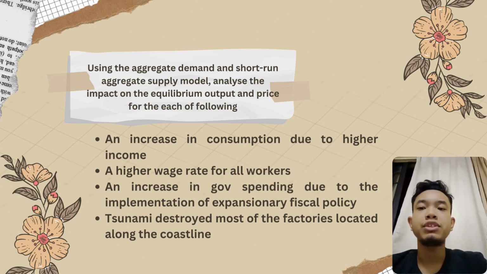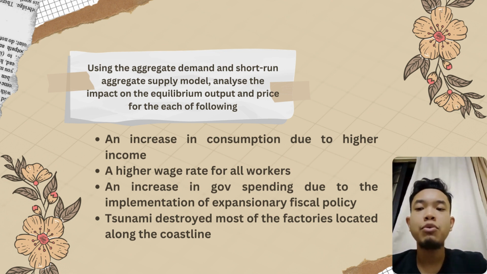Number 5, using the aggregate demand and short-run aggregate supply model, analyze the impact on the equilibrium output and price for each of the following. A. An increase in consumption driven by higher income would boost aggregate demand. This leads to higher equilibrium output and an increase in the price level in the short run. The demand-pull effect stimulates production and raises price.